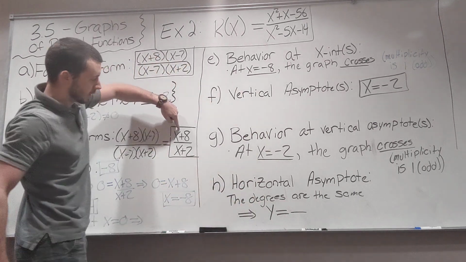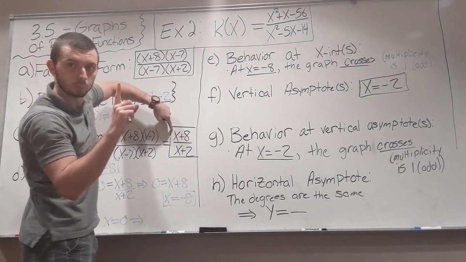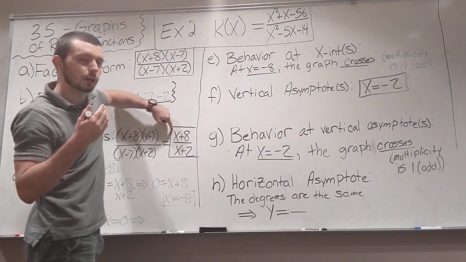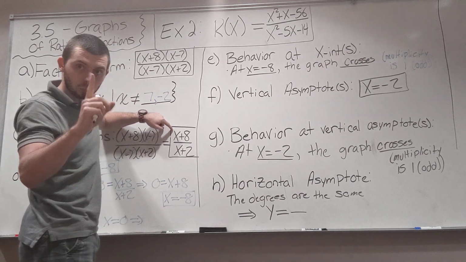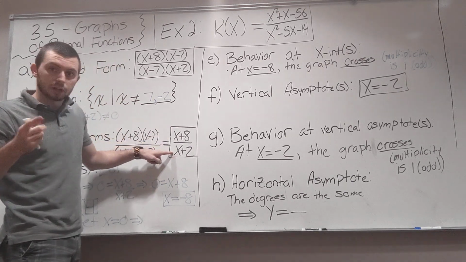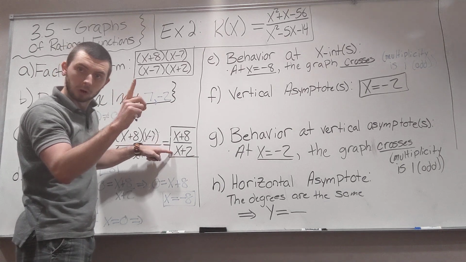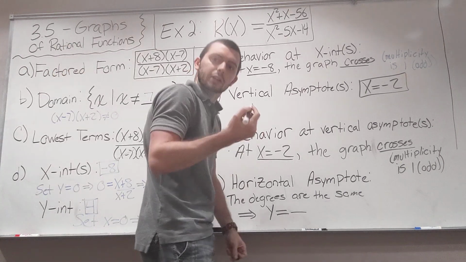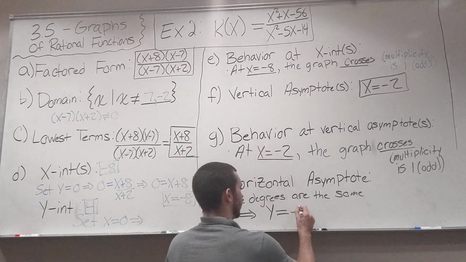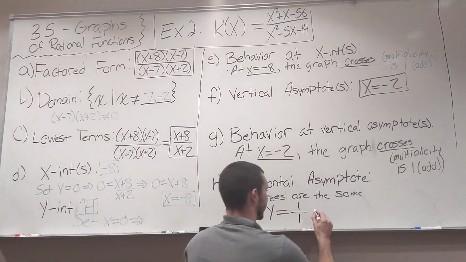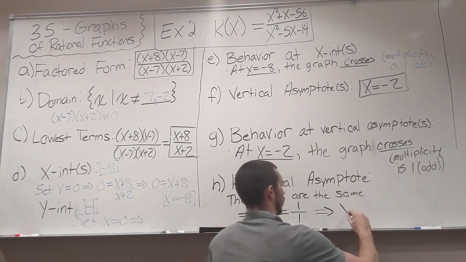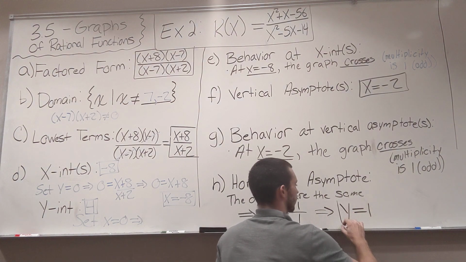The leading coefficient in the numerator is an understood 1. A coefficient is the number in the very front, that's 1. In the denominator, the leading coefficient is 1. So technically it's 1 divided by 1, but we can simplify that to simply y is equal to 1.